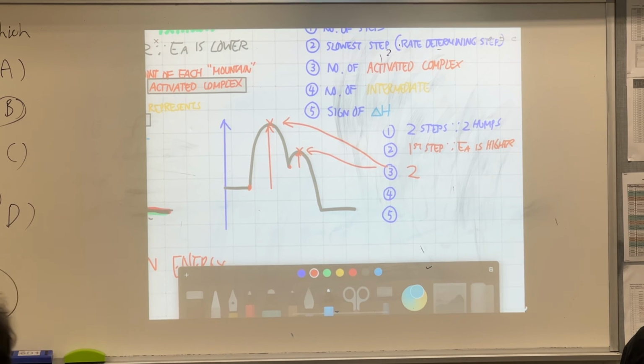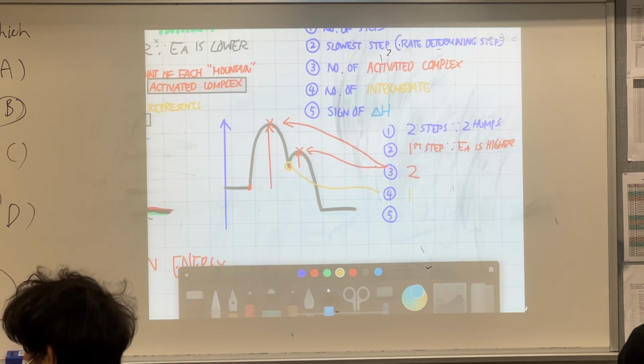How many valleys do you see? 1. So this is the valley. The valley means the gap between 2 mountains. Okay, there's only 1 intermediate.